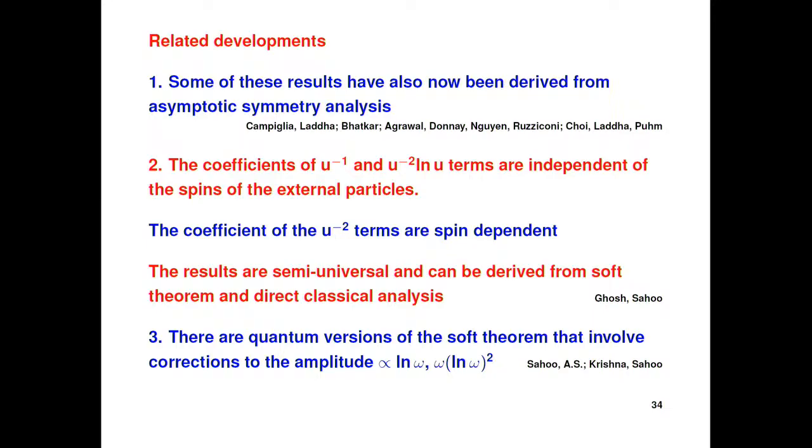As we saw, the coefficients of the u inverse and 1 over u square log u terms are independent of the spins of the external particles. Even if the external particles were spinning, the result does not change, but the coefficient of the 1 over u square term in fact is spin dependent, and the corresponding results are semi-universal. They can also be derived both from soft theorem and by direct classical analysis. This was done by Ghosh and Sahu. I think Ghosh was a student at IMSC at the time that he wrote this paper.